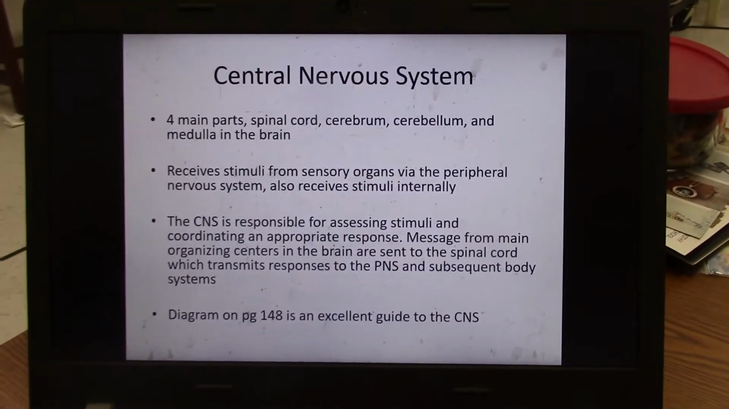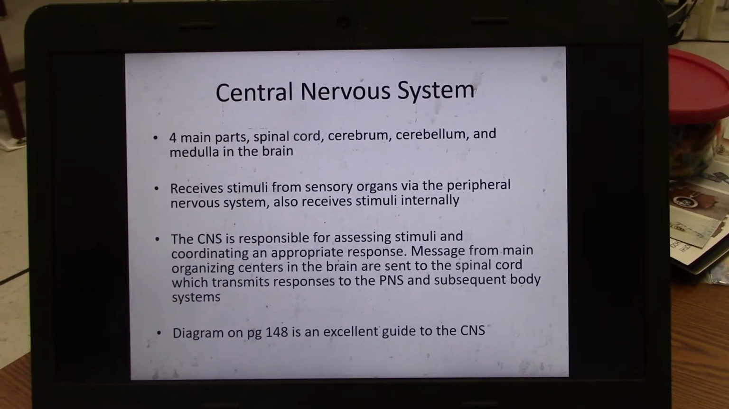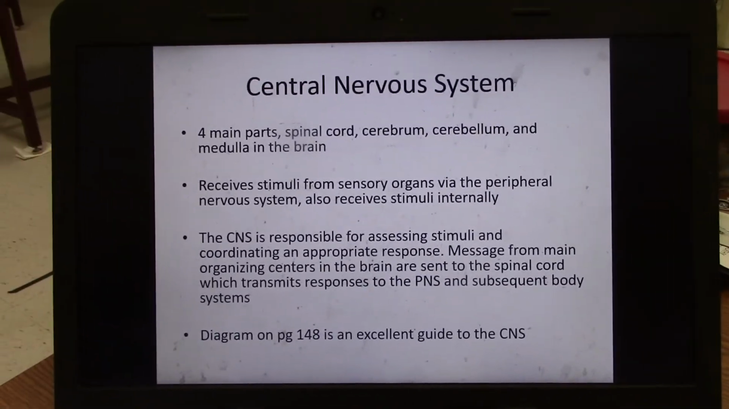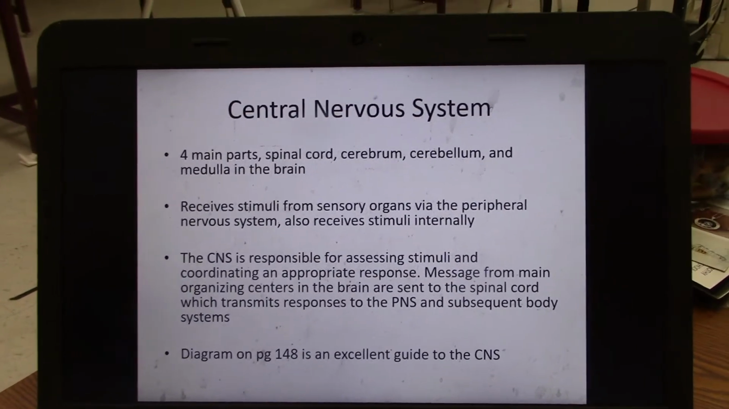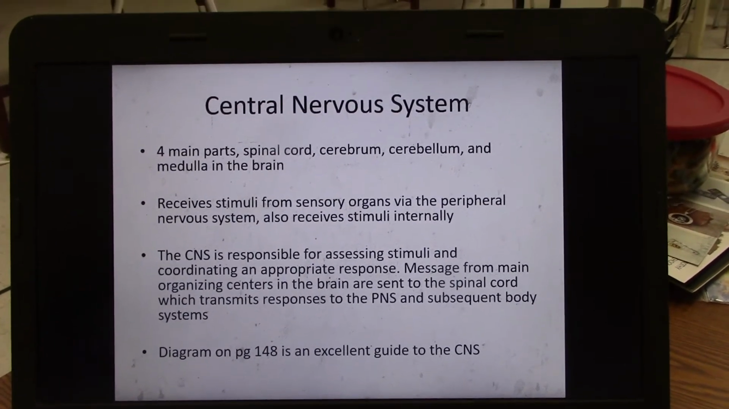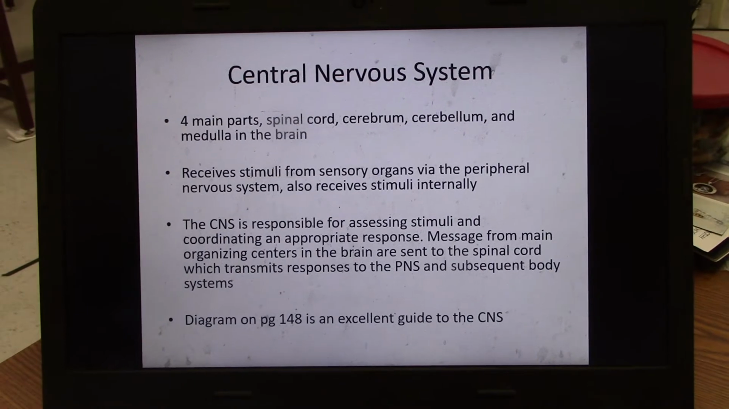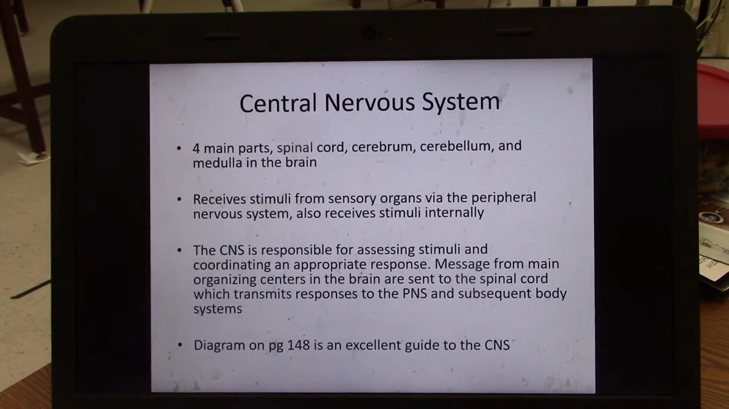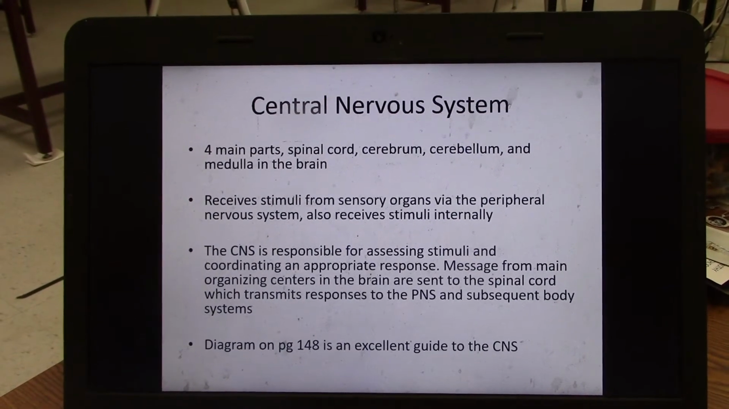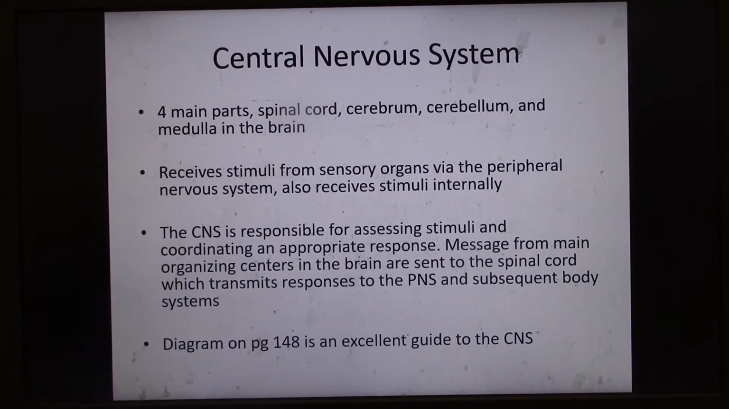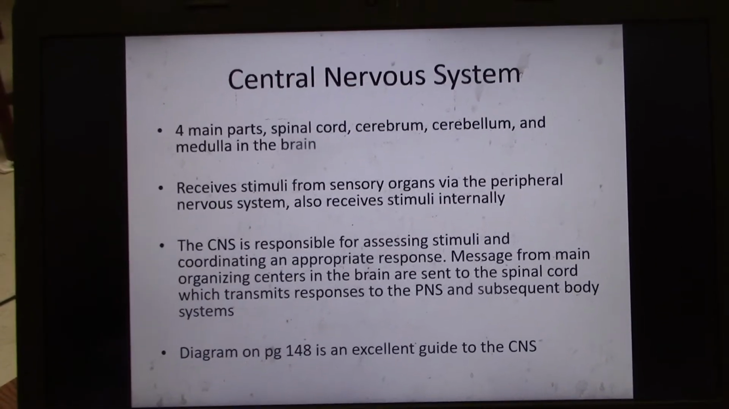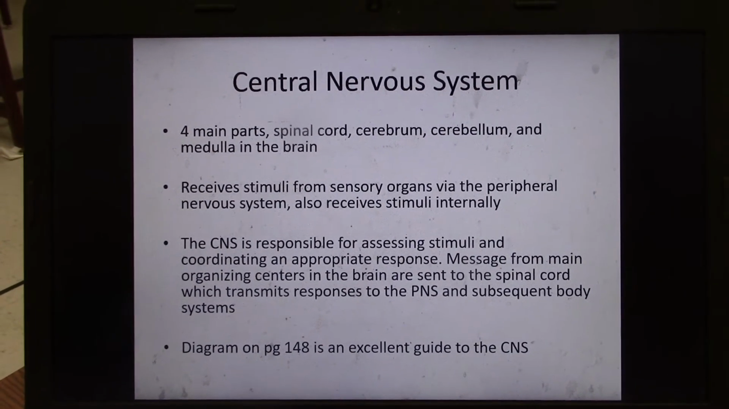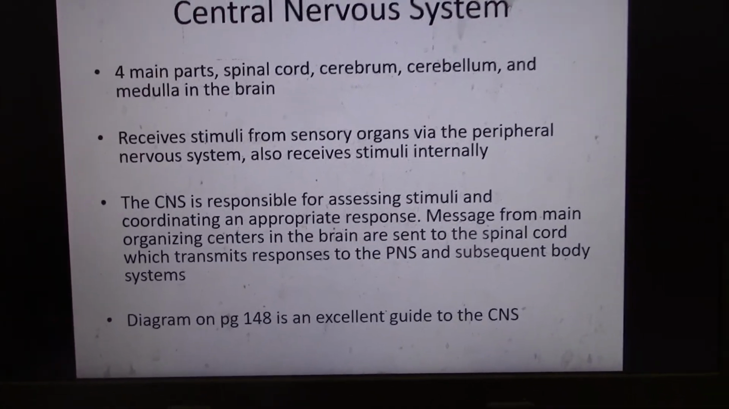All right, so the central nervous system has four main parts: the spinal cord; the cerebrum, which is the main part of the brain that gives us personality and logic and reasoning and complex thought; the cerebellum, which is responsible for fine motor control. So when I master skills like riding a bike, for example, it stores that information in that part of the brain, in the cerebellum. The medulla controls hormones and fight or flight reactions. So the medulla largely controls autonomic responses or involuntary responses.